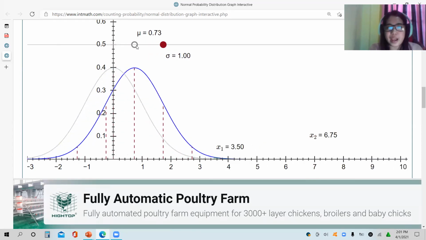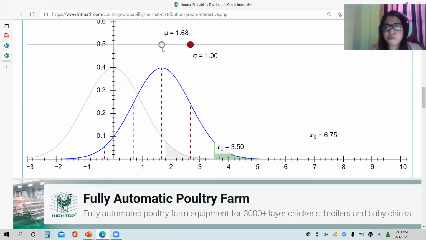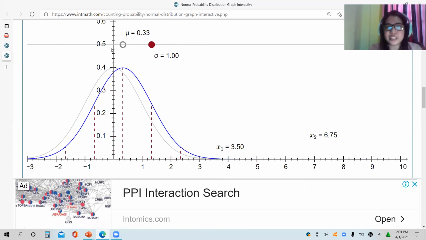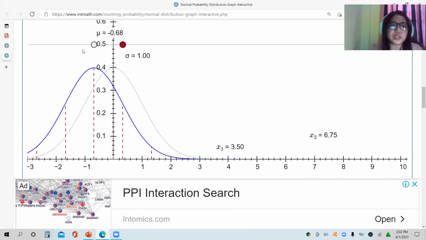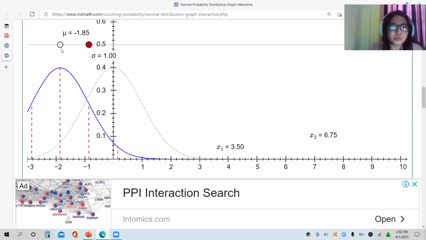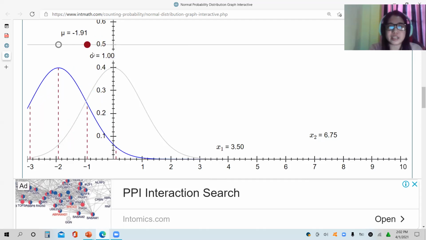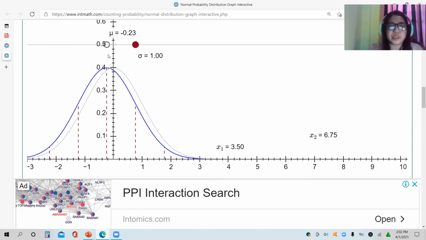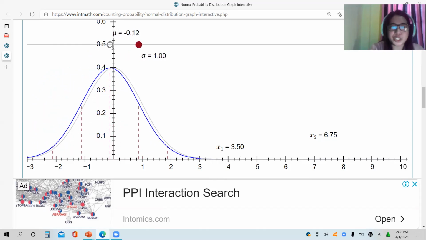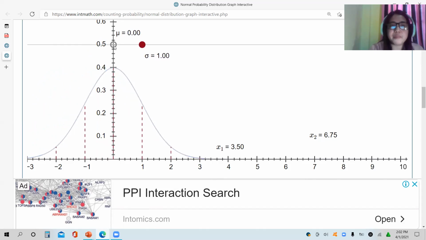Now, if we are going to move the value of the mean to the right, it moves to our right, the value of the mean increases. While if we move it to the left, the value also moves to the left and it decreases. As the value of the mean decreases, as we move it to the left, the shape of our curve remains.